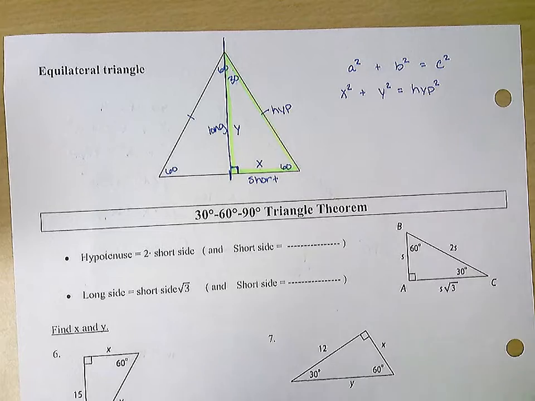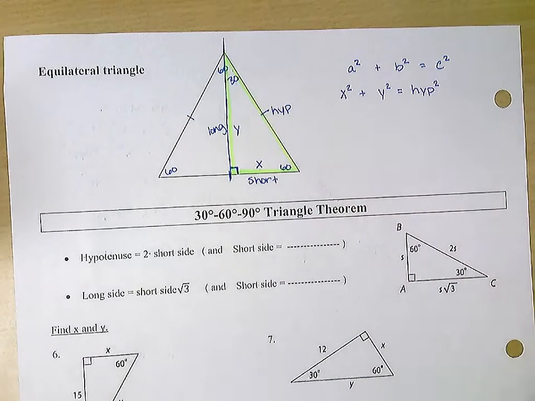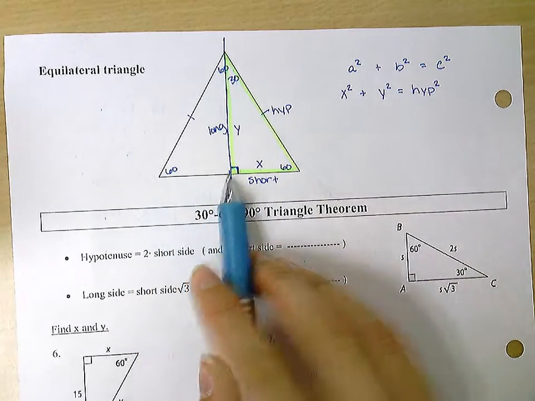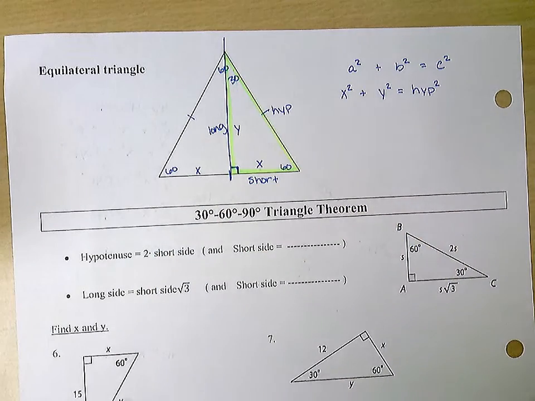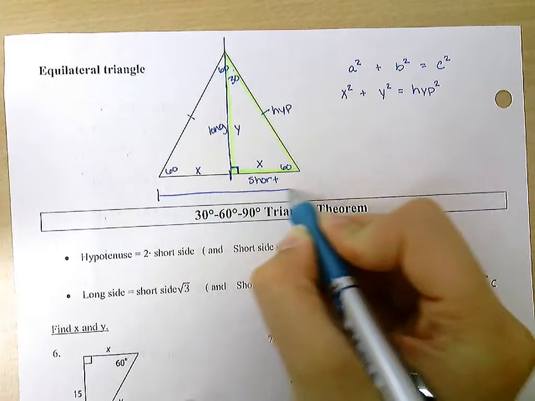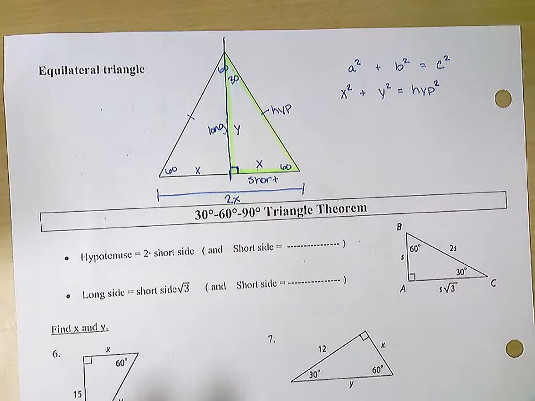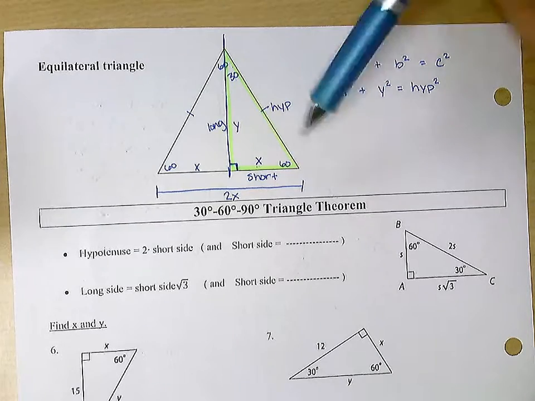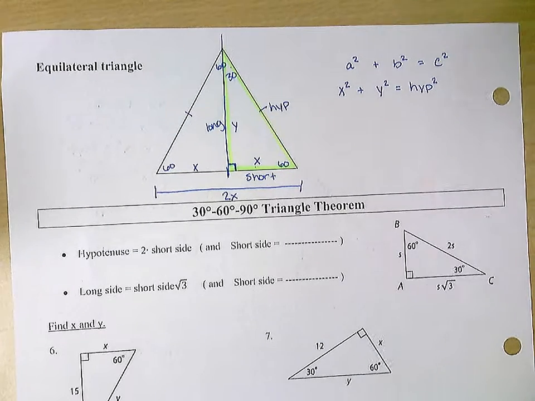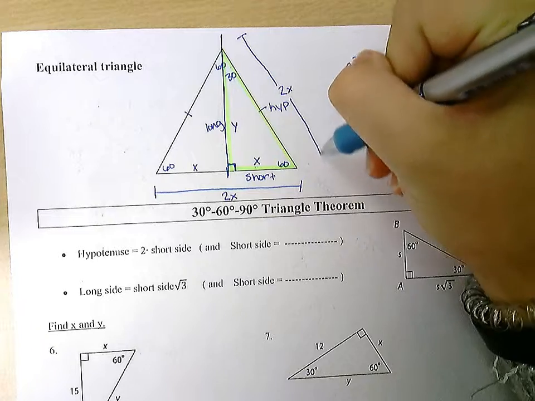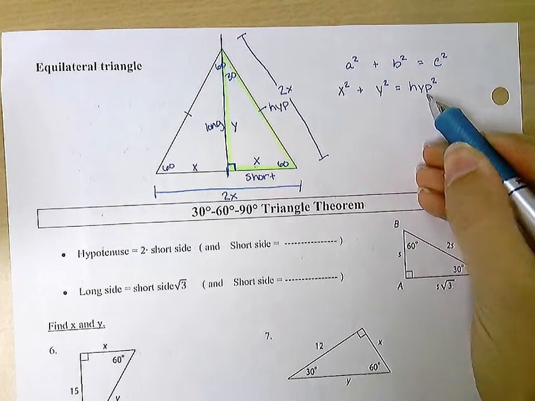But if I had this altitude dropped in my entire triangle, and I labeled this short side as x, that means this side right here is also x. Now, this entire length across the bottom then, I'd have x plus x, which is 2x. I said before that in an equilateral triangle, all three sides are the same. So how long would my hypotenuse have to be if this side is 2x? Instead of labeling my hypotenuse as hypotenuse, I can change this to 2x.